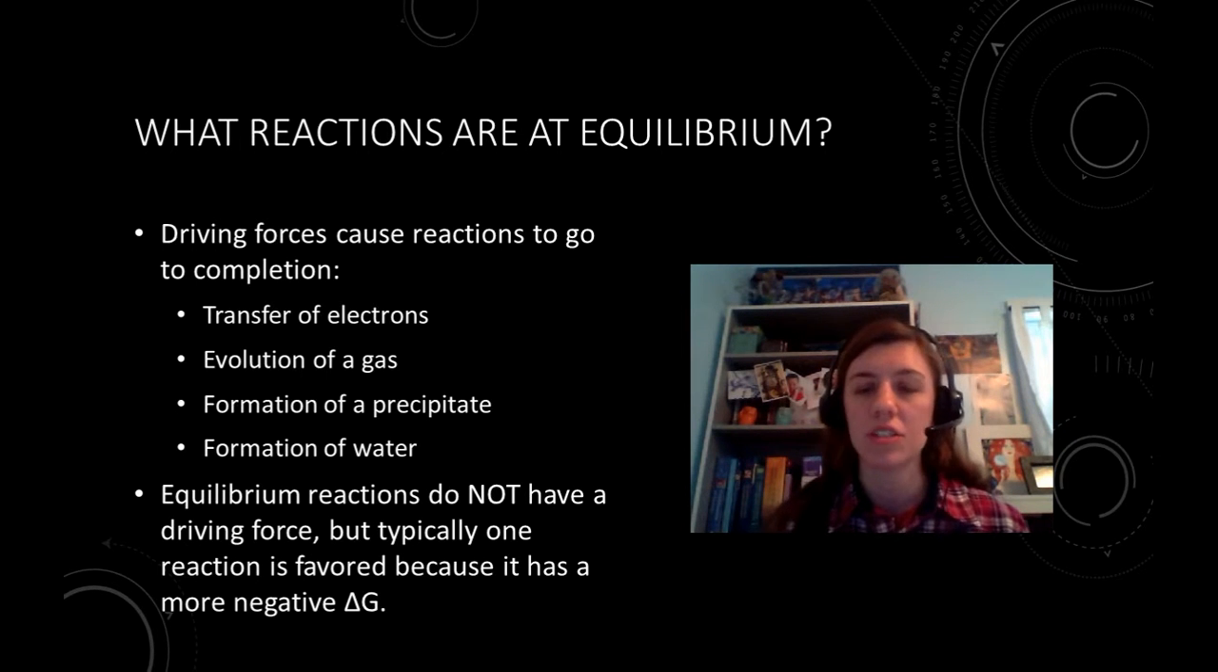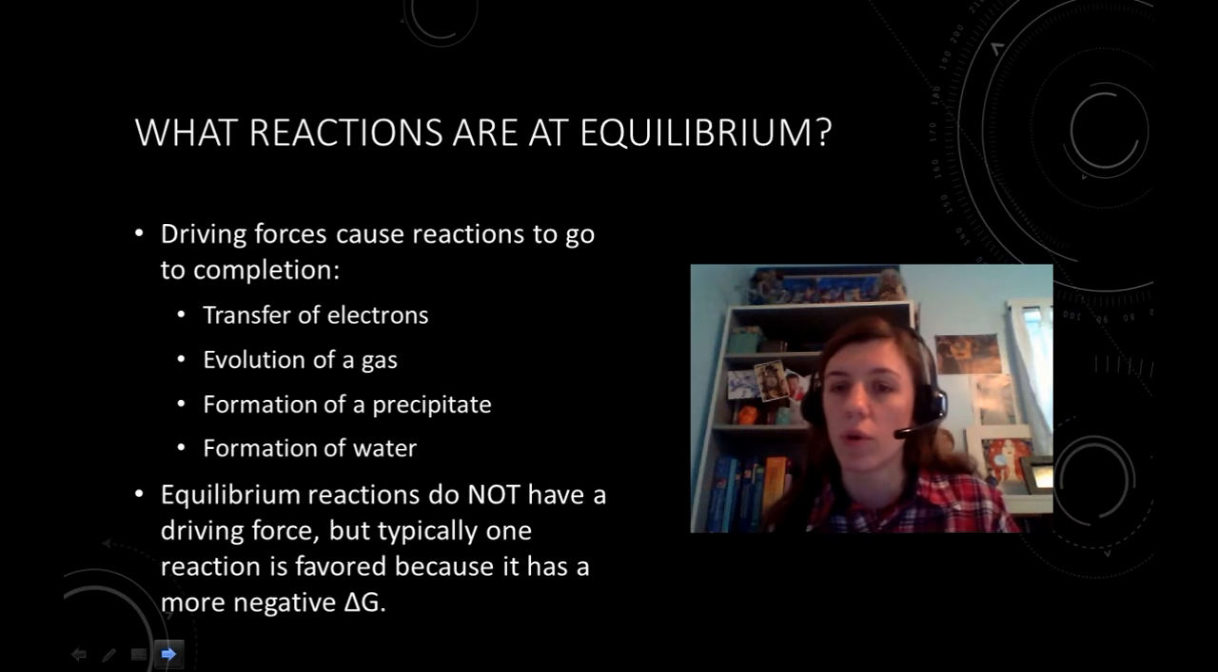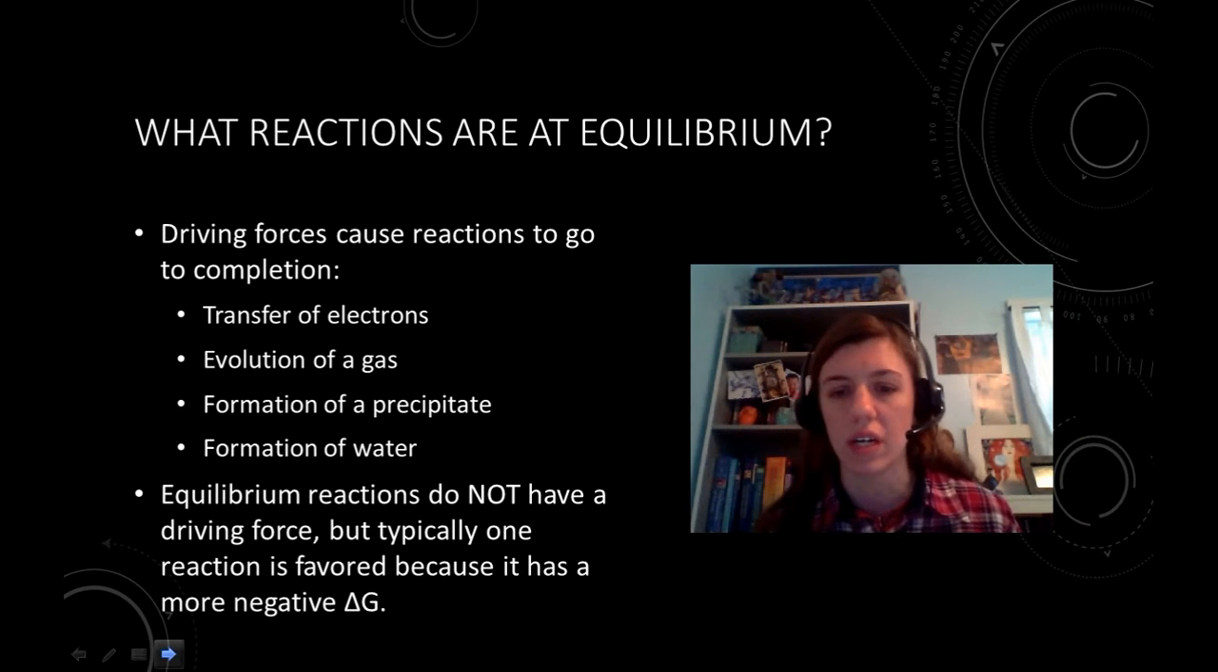Equilibrium occurs when one form of the reaction, either the forward or the reverse, doesn't really have a driving force. So none of these four things are occurring in the reaction. The reaction still happens, but it's not driven in one direction. Typically one side of the reaction is more favored, and that's the side that has a more negative delta G. So that will be the side that produces more. Either the forward is favored or the reverse is favored based on the value of delta G. When we're talking about having one of these four driving forces, we mean that one side of the equation has an extremely negative delta G, and therefore the reverse reaction is very unlikely to happen.